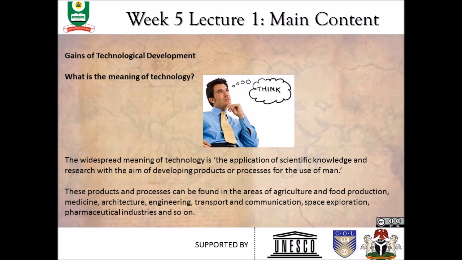Can you remember the meaning of technology? Don't worry if you cannot. Let us try to understand it. The widespread meaning is the application of scientific knowledge and research with the aim of developing products or processes for the use of man. These products and processes can be found in the areas of agriculture and food production, medicine, architecture, engineering, transport and communication, space exploration, pharmaceutical industries, and so on.